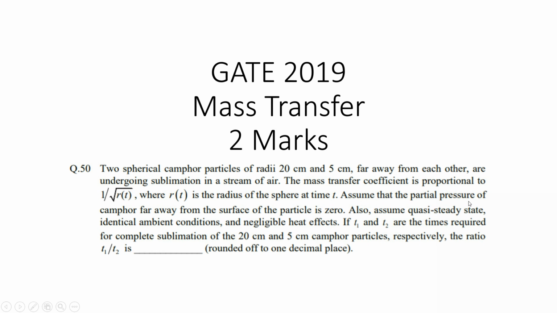Assume that partial pressure of the camphor far away from the surface of the particle is 0. Also assume steady state, identical ambient conditions and negligible heat effects. If T1 and T2 are the times required for complete sublimation of the 20 cm and 5 cm camphor particles respectively, the ratio of T1 by T2 is. Let's start with the solution.